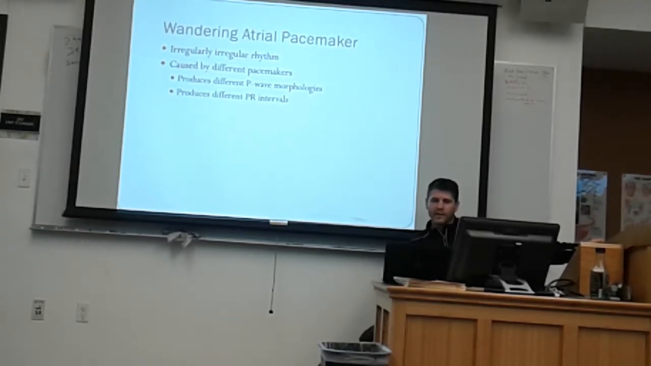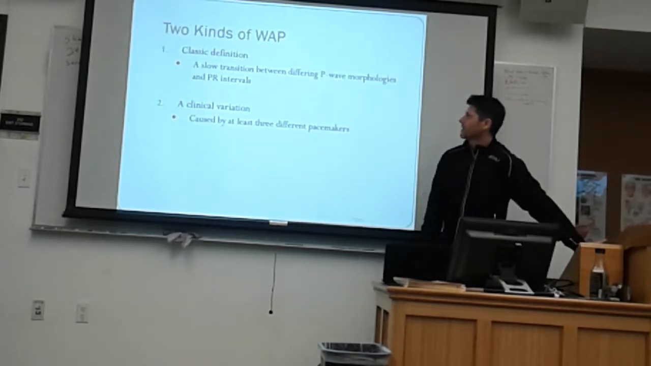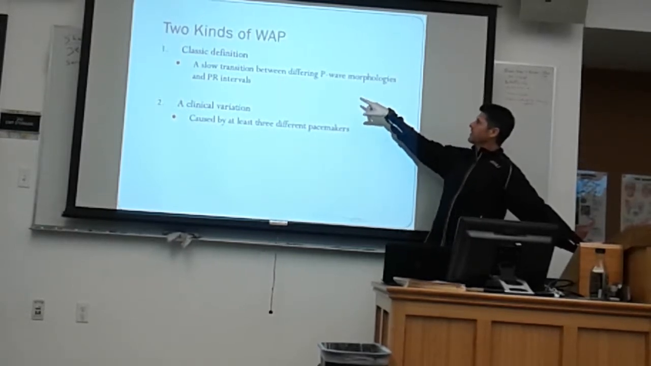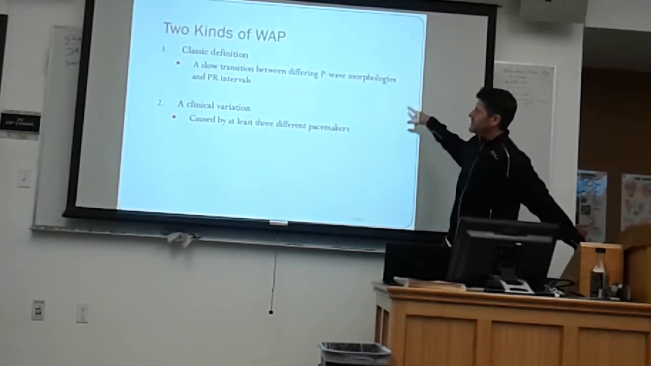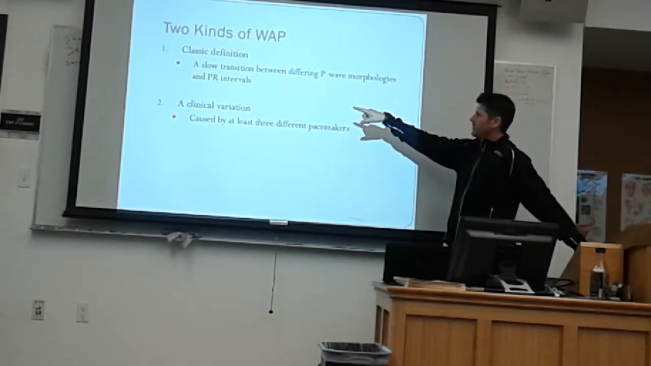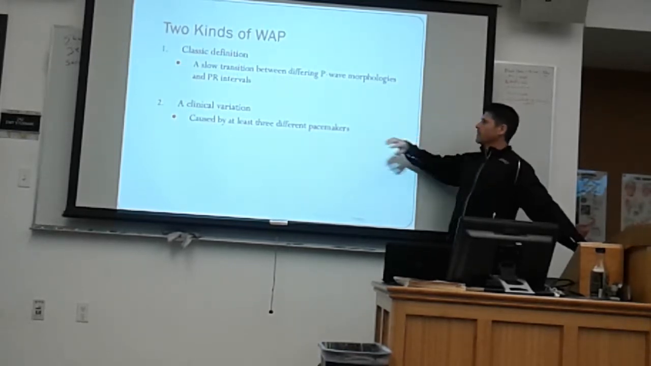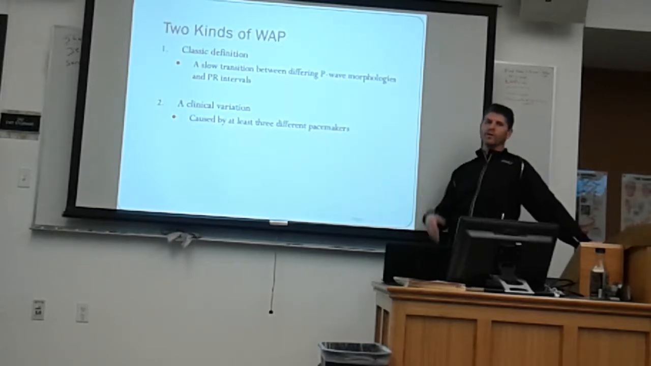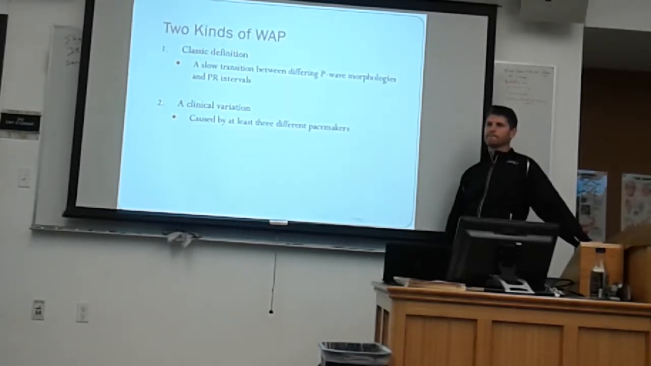There are a couple of different ways that it can go. Kind of the classic definition of wandering atrial pacemaker is this transition, where we start to see different P wave morphologies and different PR intervals as it moves through, and we slowly see a change. Clinically, we just look for any 3 different P waves, and if we see 3 different P waves, we know it's a wandering atrial pacemaker. So if you have 2 or less, you'd basically say it's just a PAC, even if you have a long strip to it.